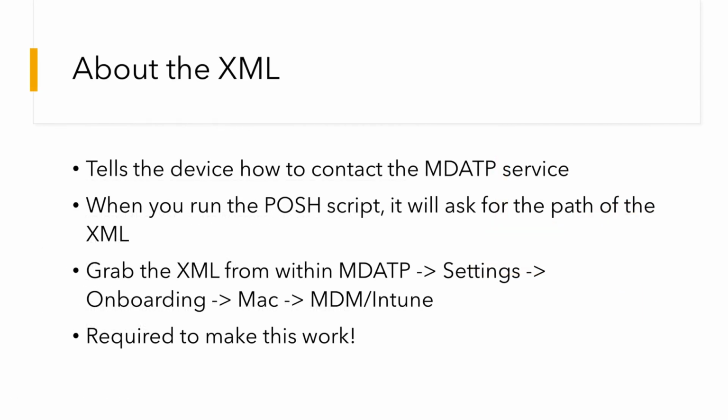This XML is required because it tells the client how to contact the Defender ATP service. You get the XML from the Defender ATP portal, and when you run the PowerShell script, it's going to ask you for the path of where that XML is saved on your disk so you can upload it to Intune.